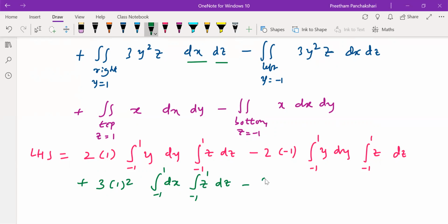Here in the same way, 3, but the y value is minus 1, whole square. dx from minus 1 to plus 1, z dz from minus 1 to plus 1.